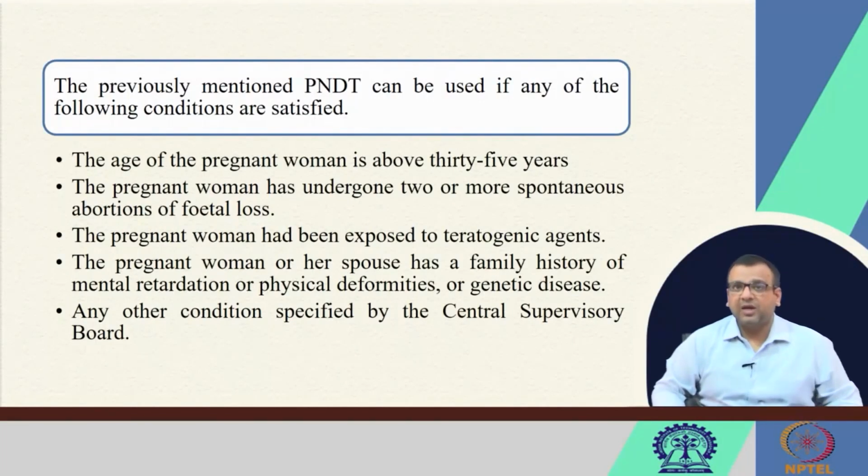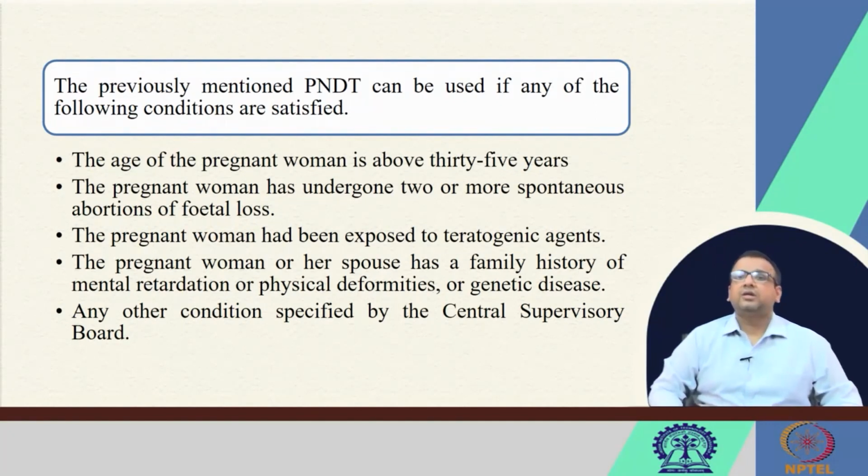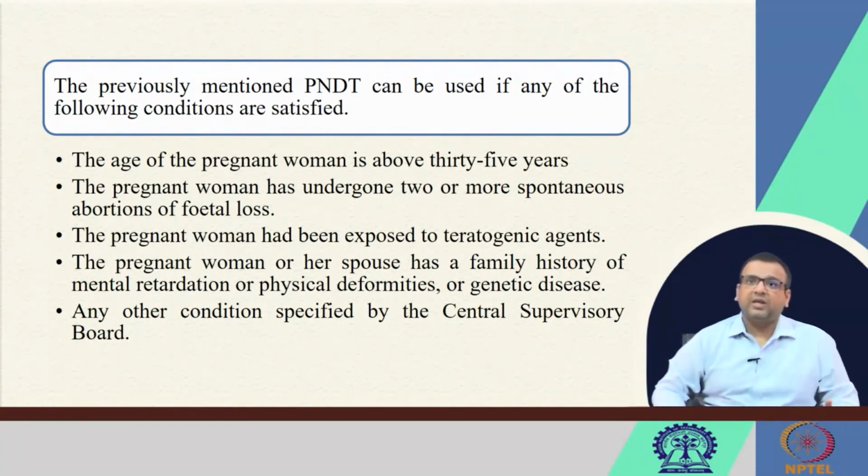The previously mentioned PNDT can be used if any of the following conditions are satisfied. The age of the pregnant woman is above 35 years. The pregnant woman has undergone 2 or more spontaneous abortions or fetal loss. The pregnant woman has been exposed to teratogenic agents. The pregnant woman or her spouse has a family history of mental retardation, physical deformities or genetic diseases, or any other condition specified by the Central Supervisory Board. If all of these conditions, or even any one, are satisfied, then prenatal diagnostic techniques can be used, and it becomes necessary to do so.